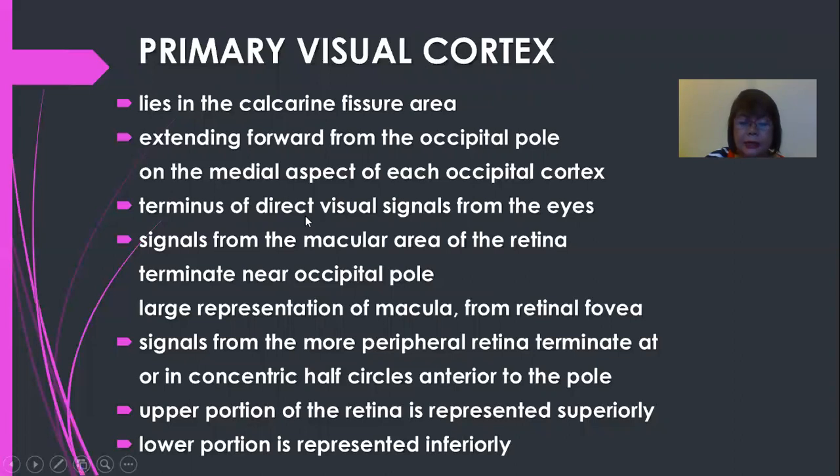It is the terminus of direct visual signals from the eyes. Signals from the macular area of the retina terminate near the occipital pole. And as I said, there's a large representation of the macula from the retinal fovea. Signals from the peripheral retina terminate in concentric half circles anterior to the pole. The upper portion of the retina is represented superiorly, while the lower portion is represented inferiorly.